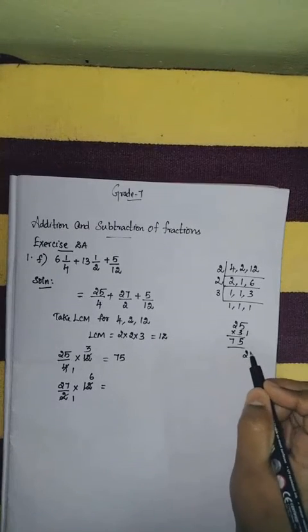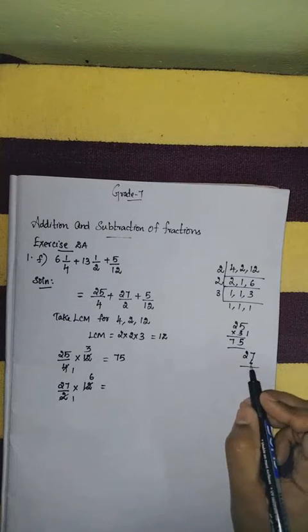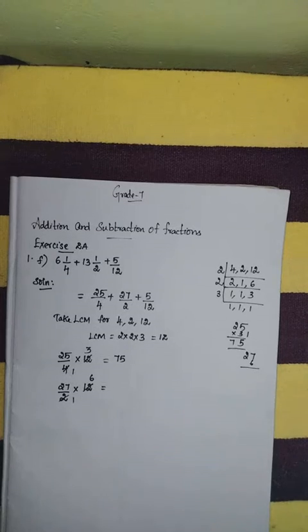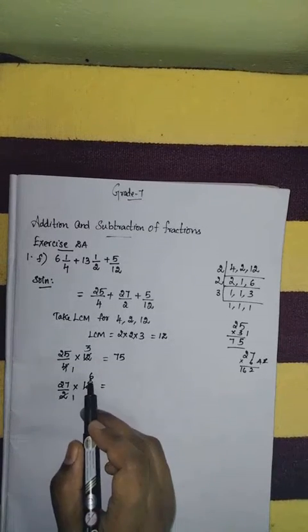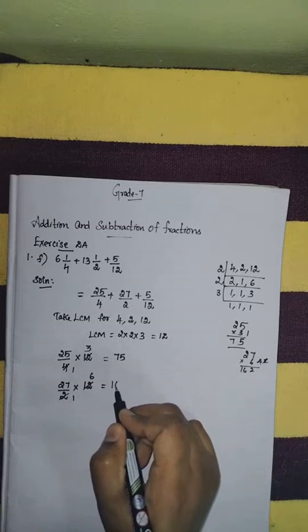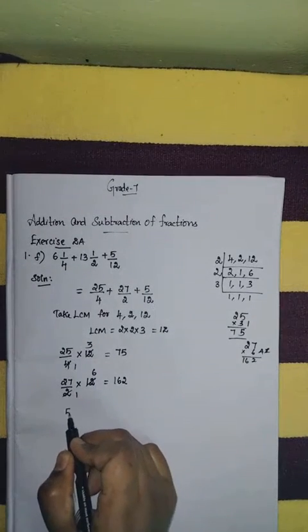So multiply 27 into 6. 27 into 6 is 162. Okay, so 162. So our next fraction is 5 by 12.